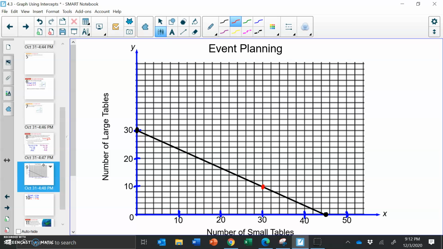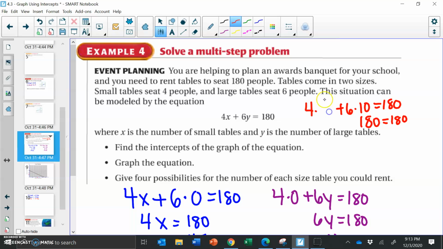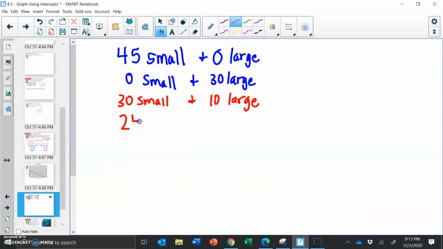See if we can find another nice point on this graph. It's kind of hard. This looks like a nice point though. The scale's counting by 2s, so this would be 24 small tables. And the scale's also counting by 2s. That would be 14 large tables. We can check that. So if I try 24 small, 14 large, does that work? It does. So 24 small tables and 14 large tables is another possibility. There are others.